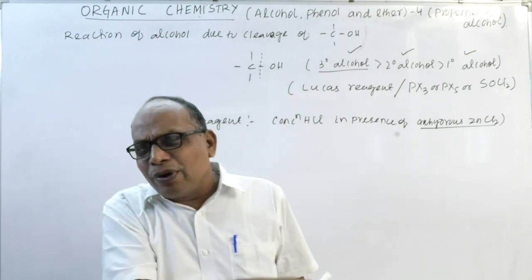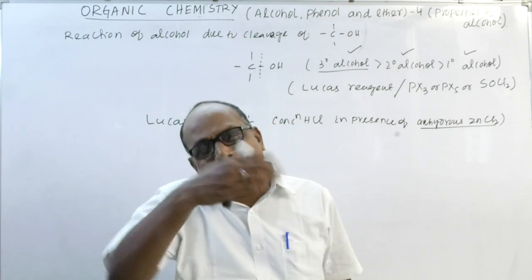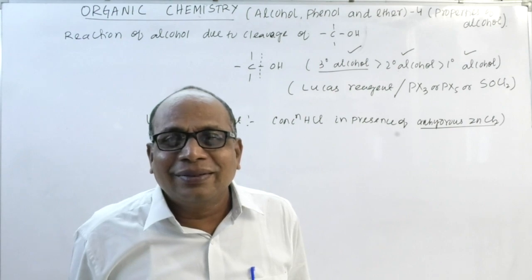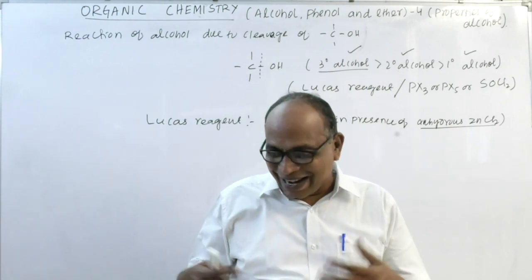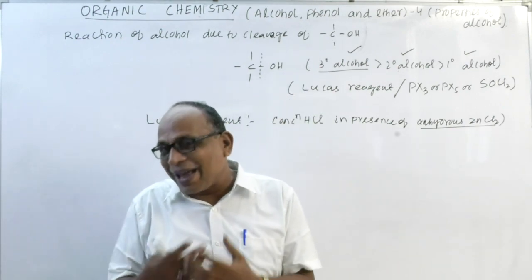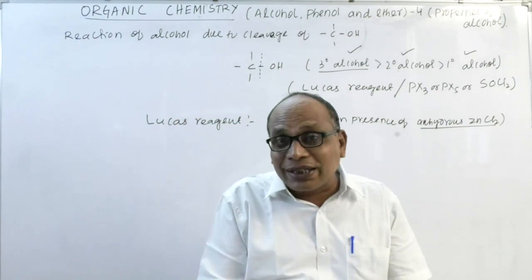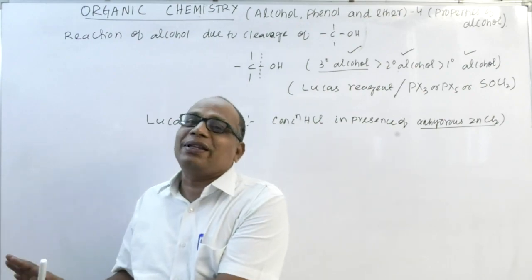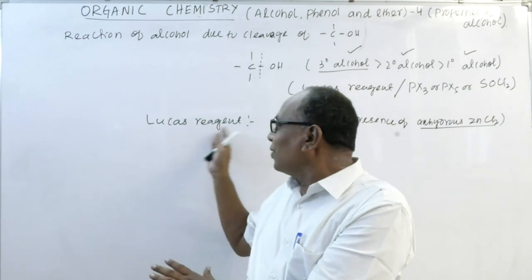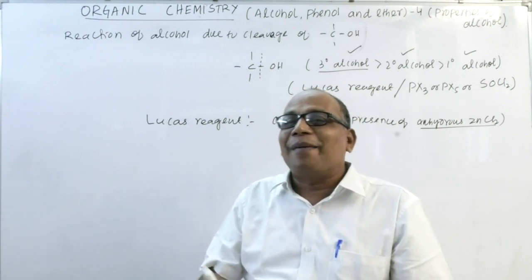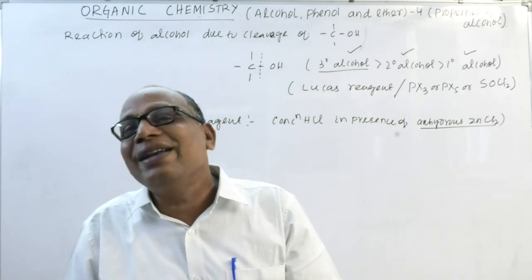Suppose the sample does not give any precipitate even after heating, then what is it? It is not alcohol. It is neither primary nor secondary nor tertiary. If it is an alcohol sample, then it reacts with the Lucas reagent and gives the precipitate of alkyl chloride at different intervals or upon heating.